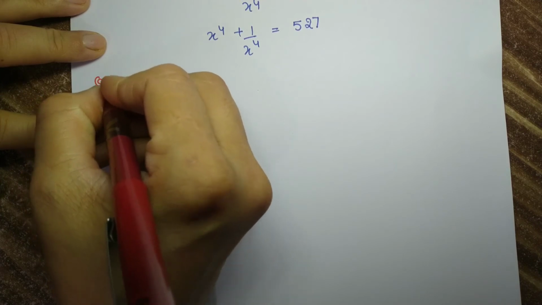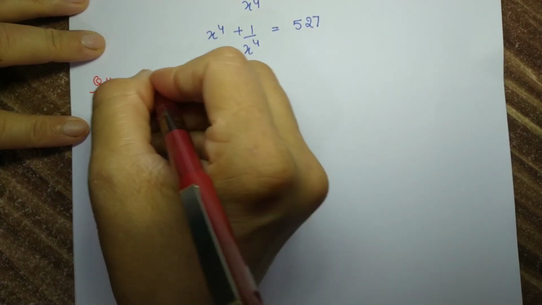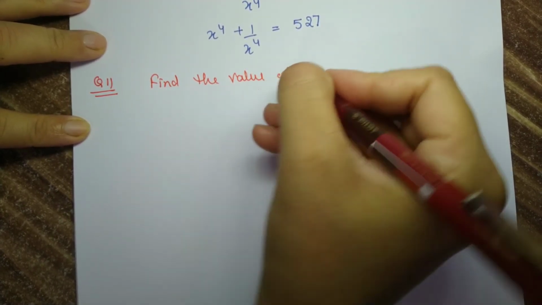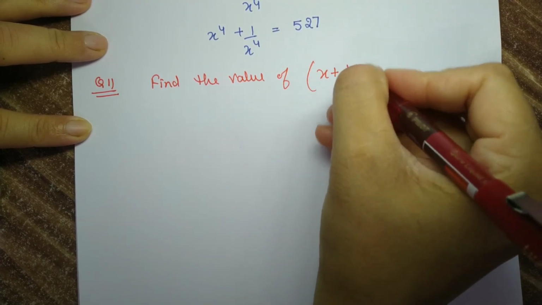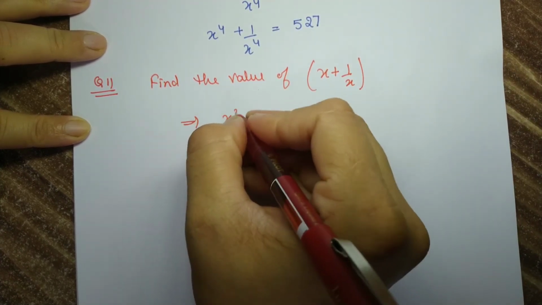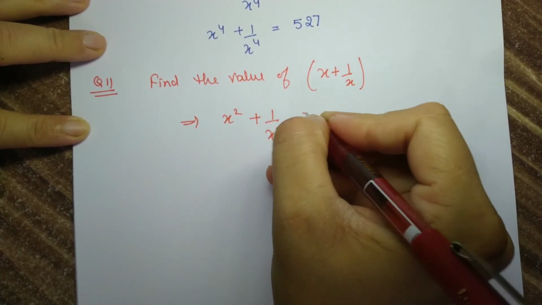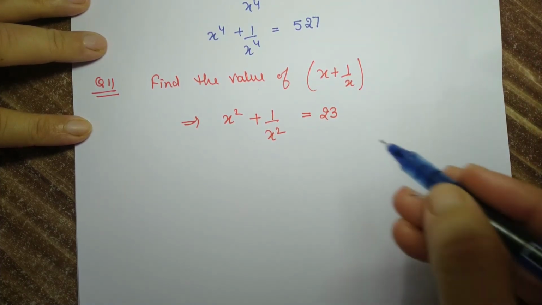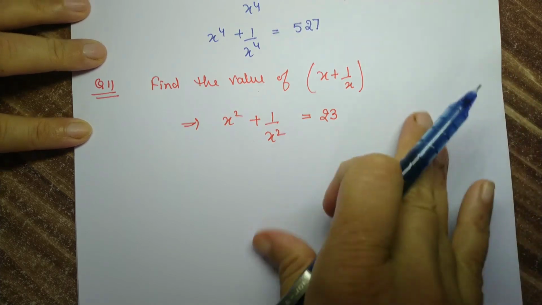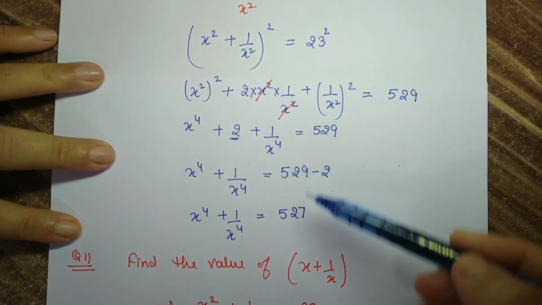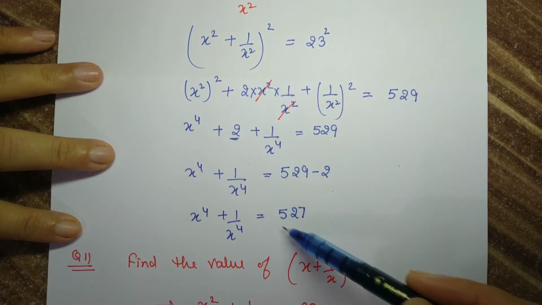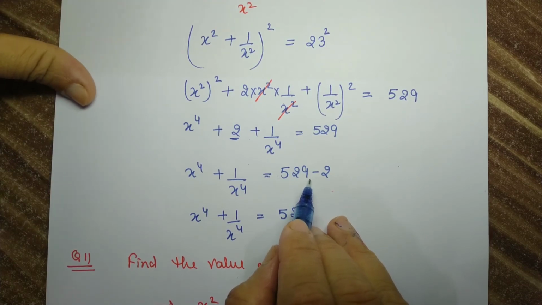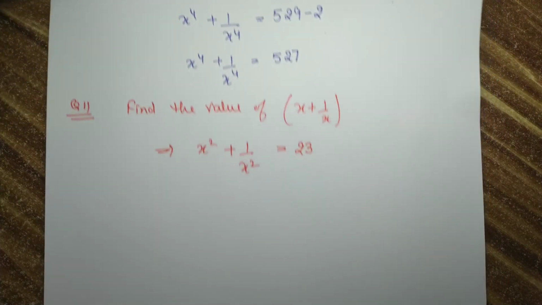In question number 11, students, they have given: find the value of x plus 1 by x. And what have they given now? x square plus 1 by x square equals 23. Students, in this question we have to move inwards. Because have you observed, from starting to end? But now in this question we start from end to starting. Here what do we do to both sides? Add or subtract? What do we add here? Plus 2. So let's restart from here only.